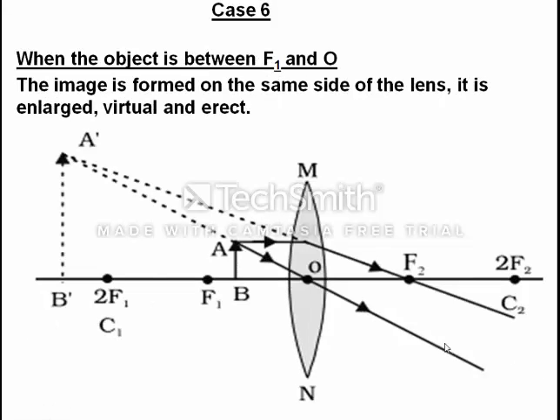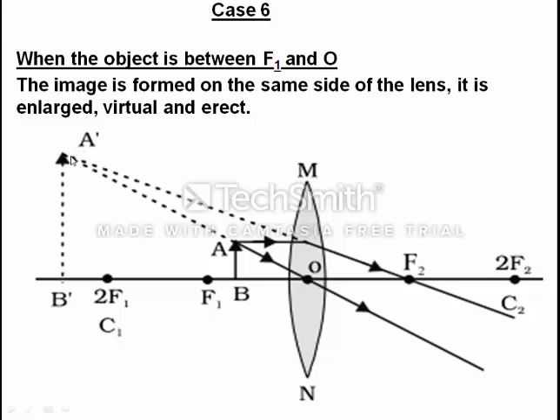Last case of the convex lens, when the object is placed anywhere between f1 and O. Again AB, a ray which is parallel to the principal axis, after refraction passes through the focus, and a ray which passes through the optical center does not bend; it moves straight. And when we see both refracted rays, they are diverging from each other, meaning they will never meet in this direction. So what we will do, we will proceed. That's why we have drawn with a dotted line, because we are extending it, and it seems that they are meeting at a point.